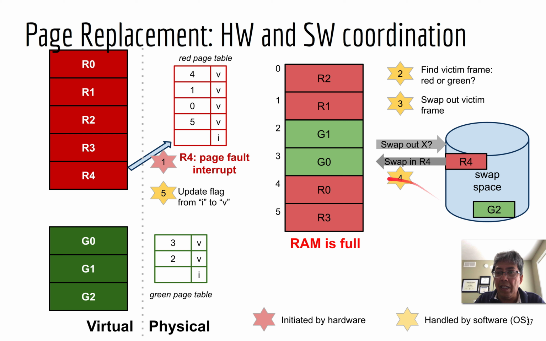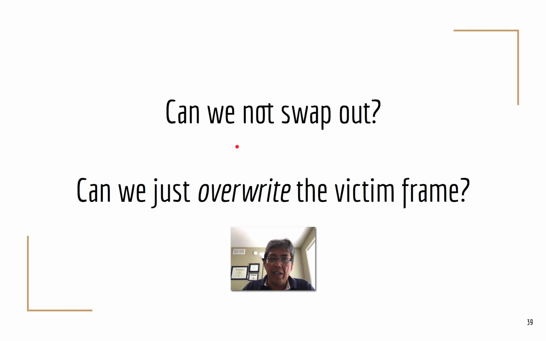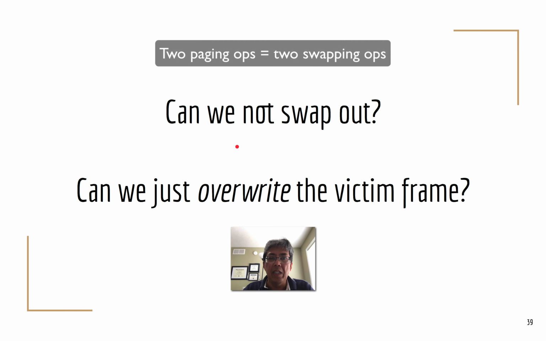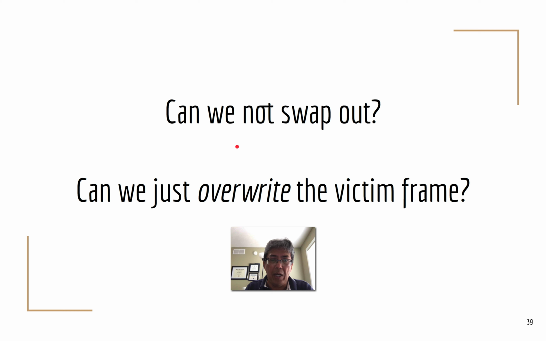After everything is done, the swapping is done, page replacement is done, then of course the operating system will update the page table, fill in the missing frame number in here, and update the I bit to a V bit. So the previous diagram indicates that during page fault handling logic, the operating system may have to do two paging operations. Something has to be swapped out of the RAM before the missing page will be brought in.